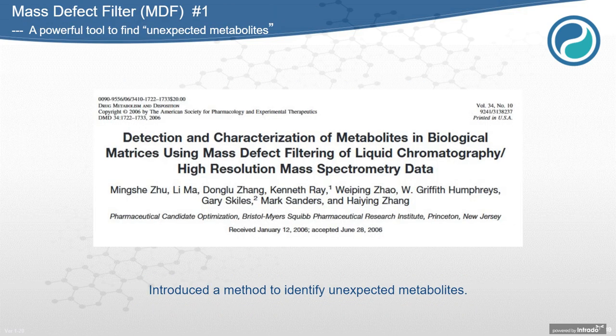In 2006, the BMS group produced this paper where they introduced a novel approach to leverage accurate mass data, which they referred to as mass defect filtering, to identify these unexpected metabolites. Next slide, please.